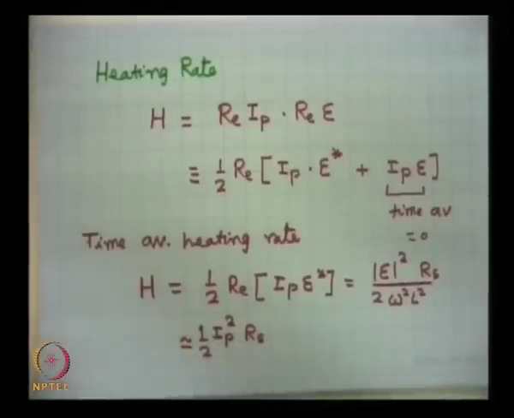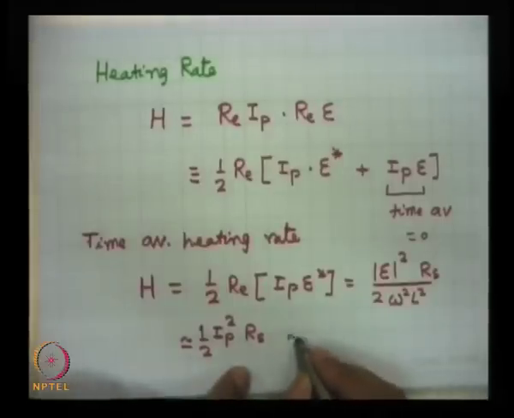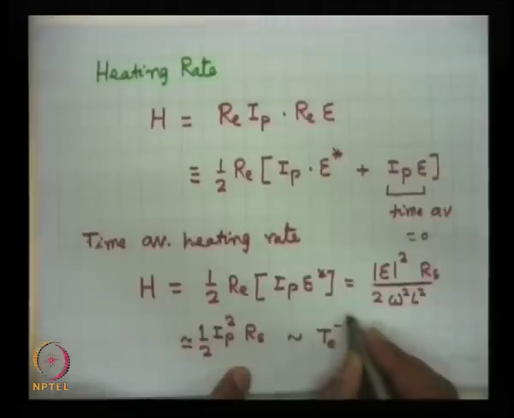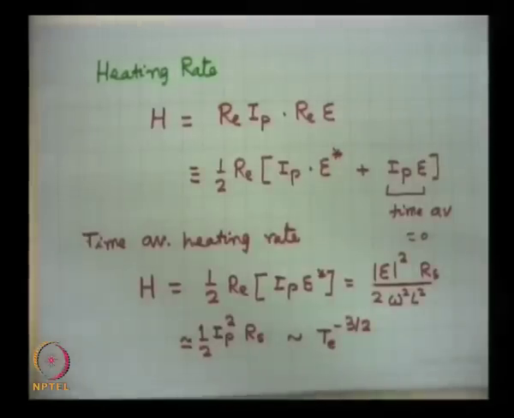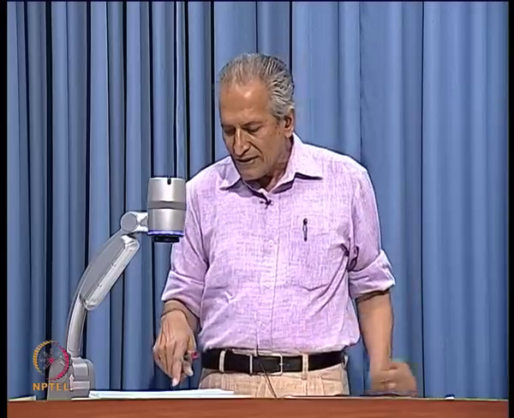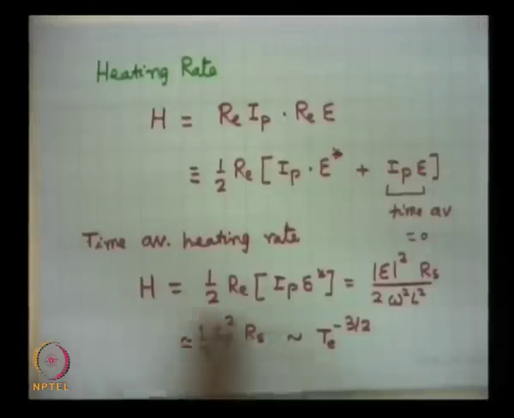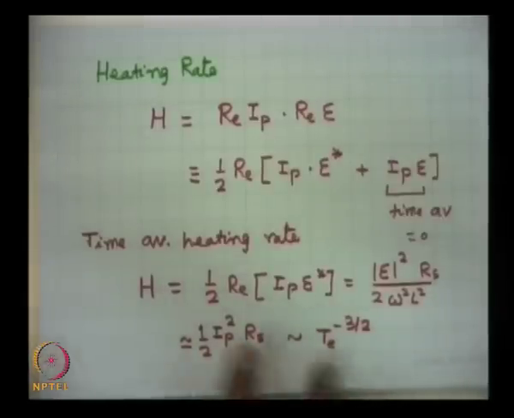So the heating rate is proportional to RS, the resistance of the plasma, which scales as electron temperature to the power minus 3 by 2. This is a very serious matter, that this ohmic heating is important when the plasma temperature is low. When you are creating a plasma, initially you produce a plasma in the tokamak by some RF discharge, but the temperature of the plasma is only a few electron volt. Then you use this induction effect, or transformer effect, and you raise the temperature. So as the temperature builds up, heating is very effective in the beginning, but as the temperature goes up, it becomes less and less effective. And just by reaching a temperature of the order of 1 or 2 kilo electron volt, this becomes quite ineffective.